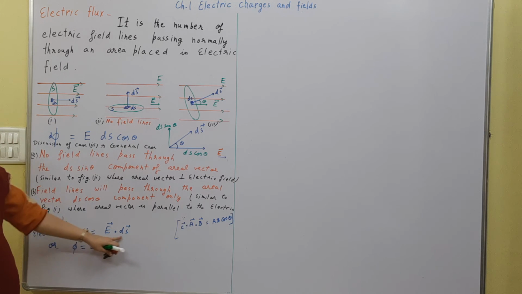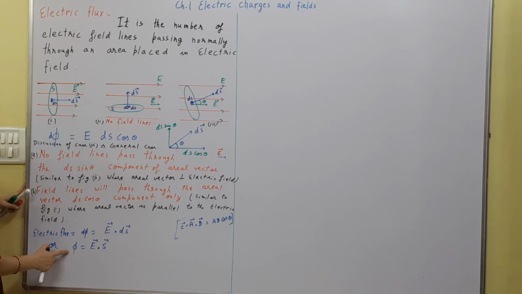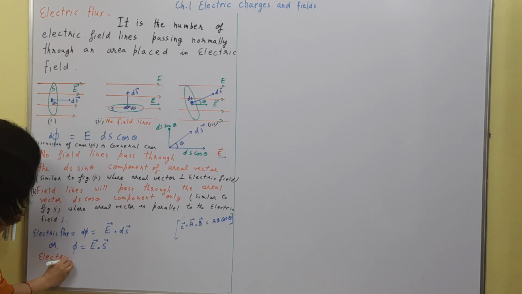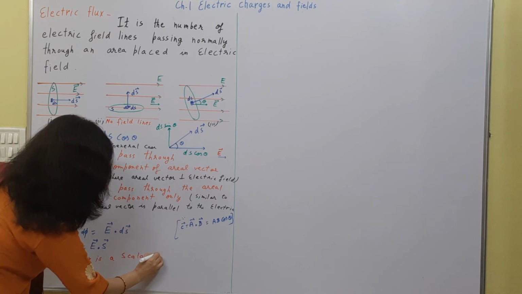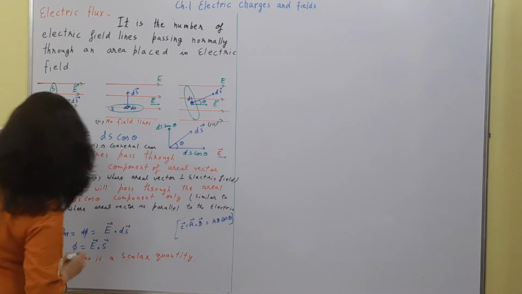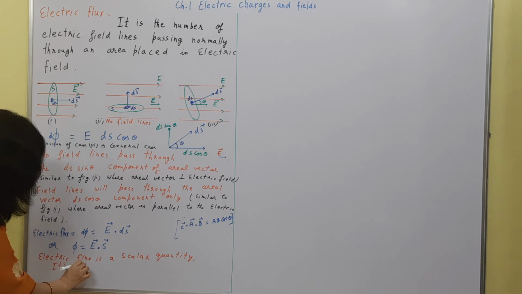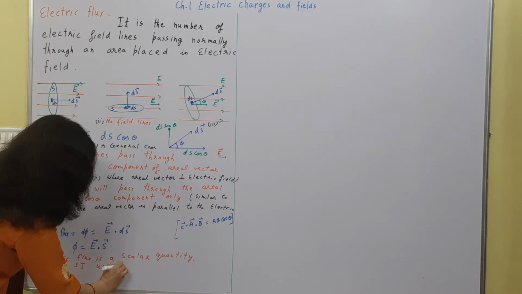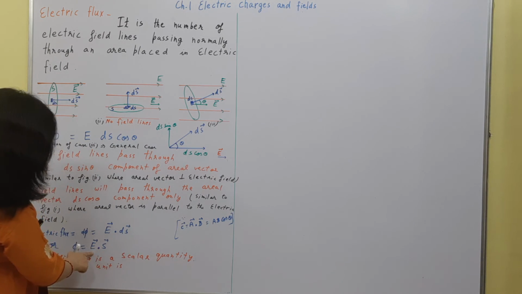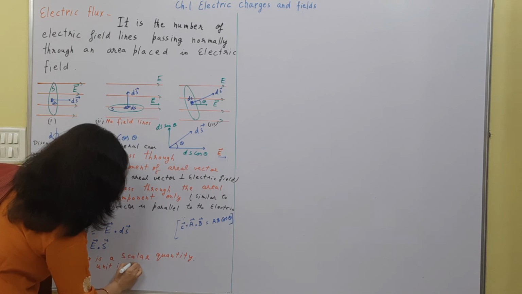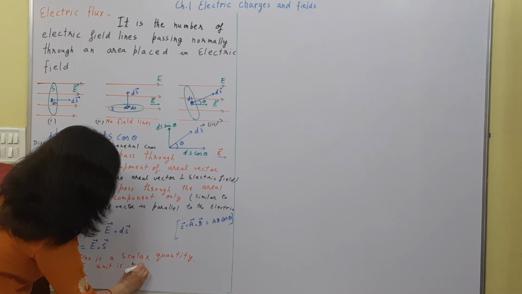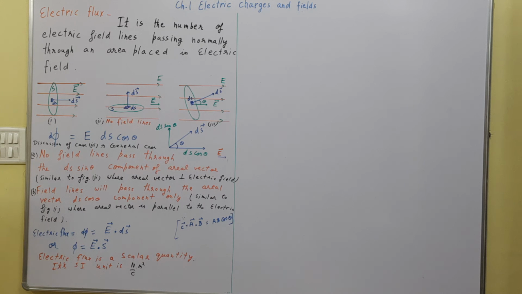So the formula, if we are writing small electric flux, is d phi equal to E dot ds when we are finding the flux through ds surface area. And if we are finding it for the complete surface area, then phi is equal to E dot S. So we can specify here that phi, that is electric flux, is a scalar quantity. Its SI unit is the unit of electric field multiplied by the unit of surface area. The unit of electric field is Newton per Coulomb and surface area is meter square. So Newton meter square per Coulomb is the SI unit of electric flux.